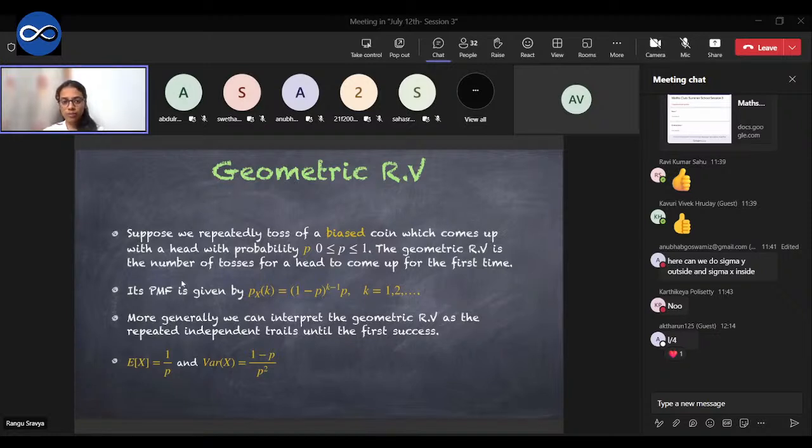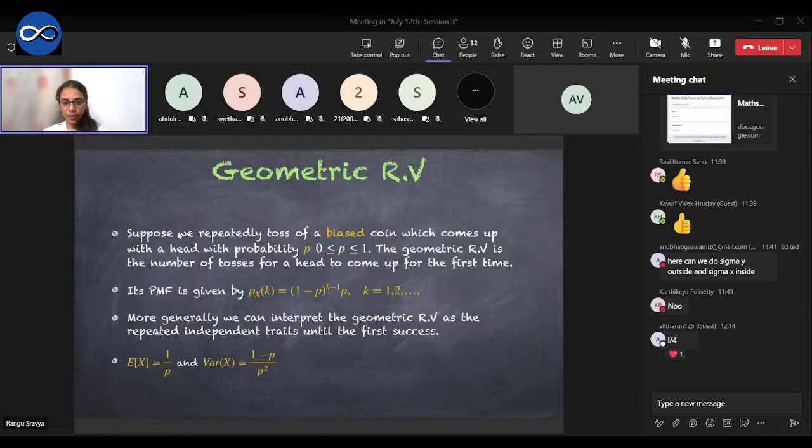So, p_X(k) means probability that X equal to k. That means what's the probability that the number of tosses for the head to come up for the first time is k. So we are performing k tosses and till k minus 1 all are tails and head comes for the first time at the kth toss, right? So we are having the first k minus 1 tosses to be tails and the kth toss to be head. So what's the probability for that event? It will be (1 minus p)^(k minus 1), since there are k minus 1 tosses, into p, the probability for the head in the kth toss. So PMF will be (1 minus p)^(k minus 1) into p.